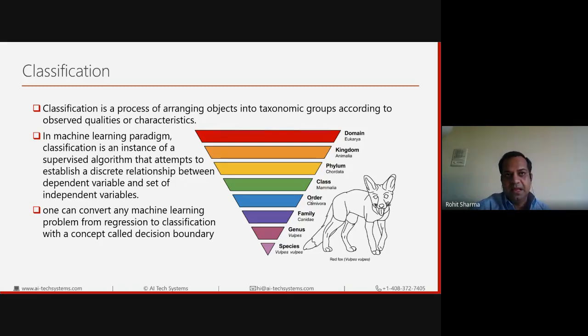So the hypothesis might be the same. You will have the same feature set, and depending on the cost function, if you have the cost function as mean square error, that would be your regression. If you change that to softmax, then it becomes classification.